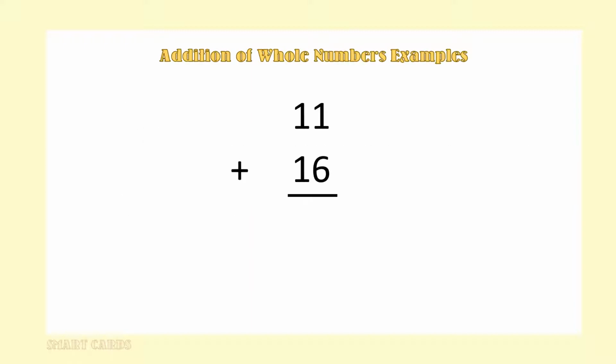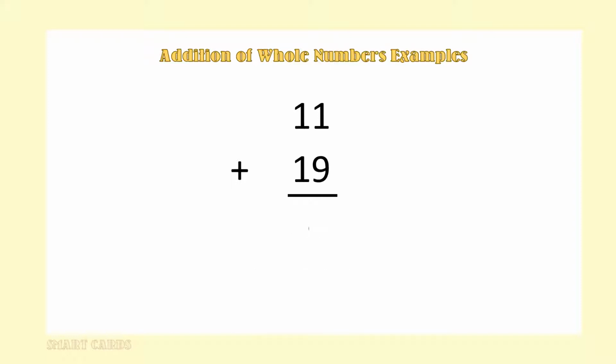Let's look at this example. 11 plus 16. This problem is written vertically, the place values are matched up, and we're going to start adding in the ones place. 1 and 6 is 7, 1 and 1 is 2. 11 plus 16 is 27. This is known as adding without regrouping.